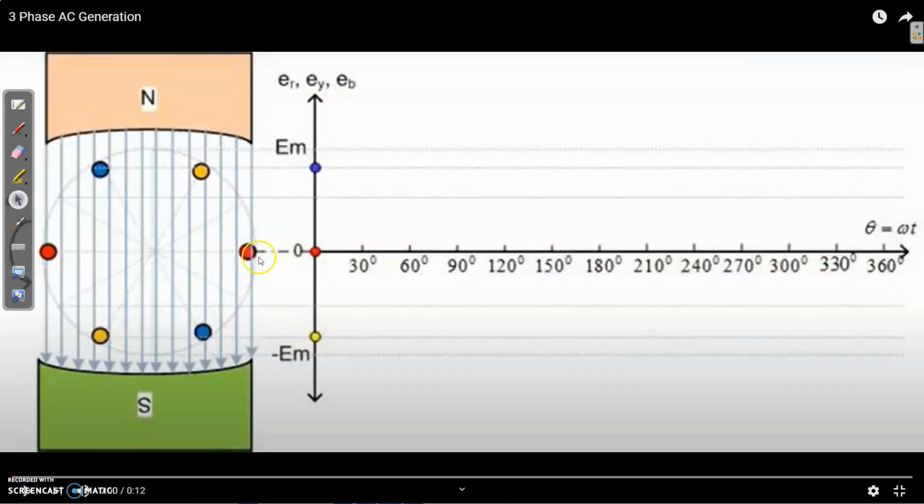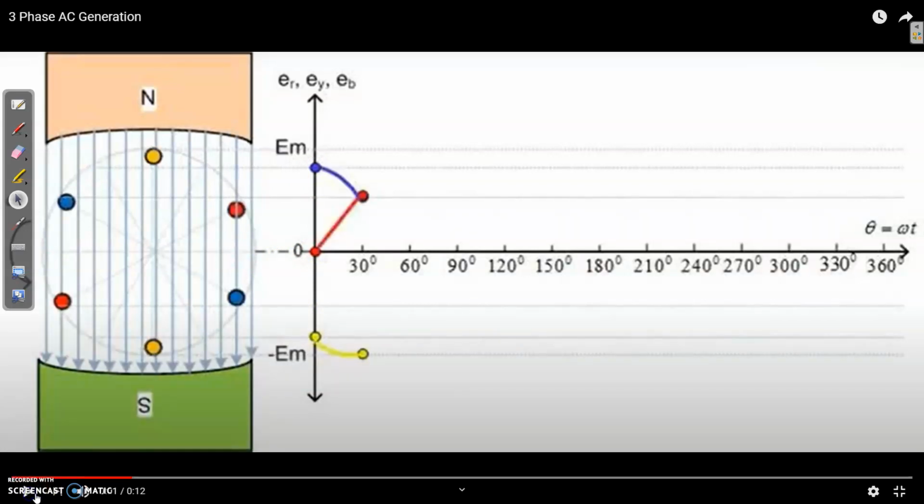See, the initial position of this R coil is at 0. The B coil is 120 degrees leading, and the Y coil is 120 degrees lagging. So these are the instantaneous EMFs induced when theta is equal to 0 degrees with respect to this R coil. Let this coil be rotated by 30 degrees. If this coil is rotated by 30 degrees, the EMF induced is equal to Em sine 30. Likewise, if I place Em sine of minus 120 plus 30 and Em sine of plus 120 plus 30, this will be my induced EMF.